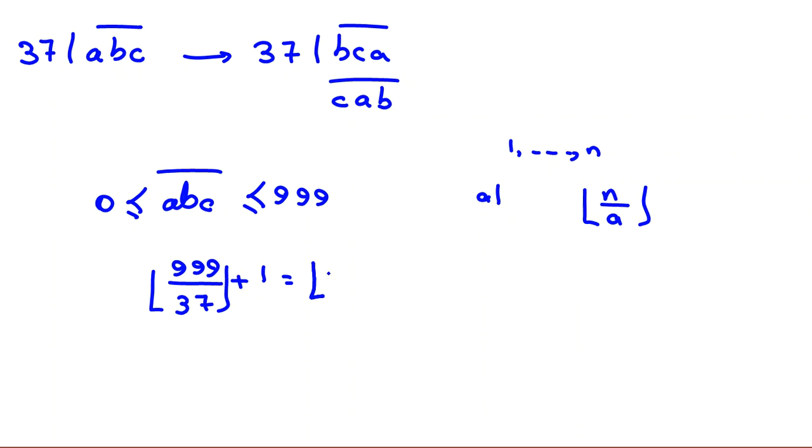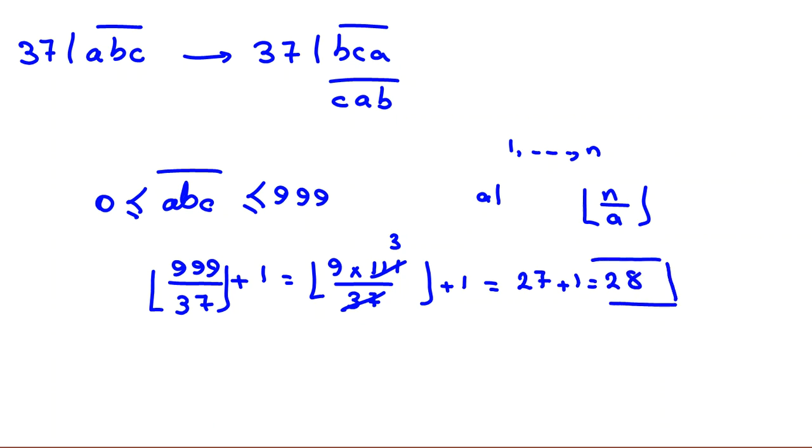So here it is 9 times 111 over 37, plus 1, because of the 0. 111 over 37 is 3. 9 times 3 is 27. Floor of 27 is 27, plus 1 is 28. So our answer for this problem is 28.